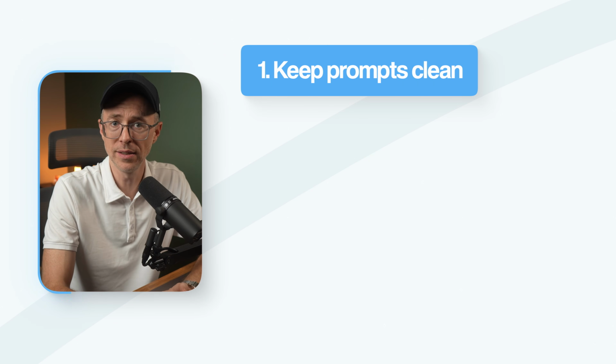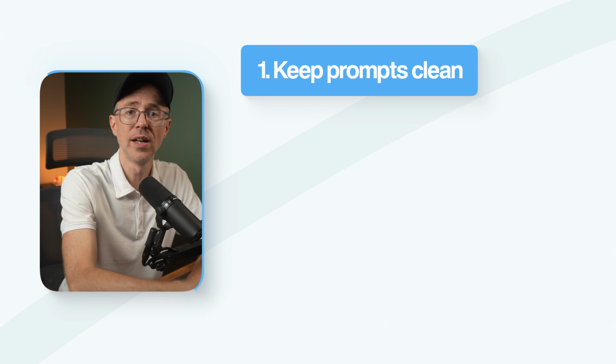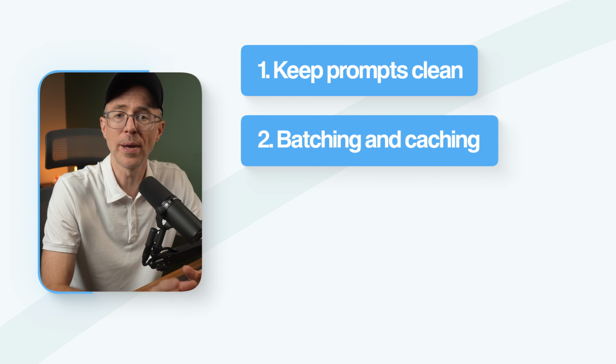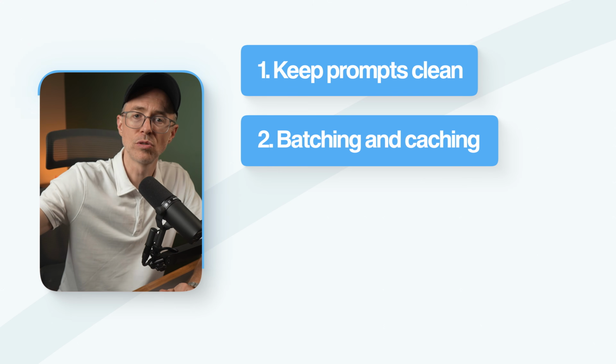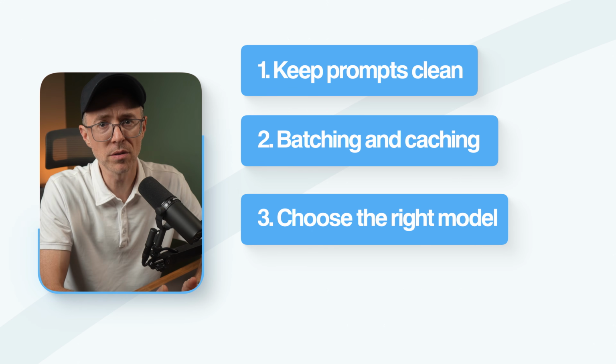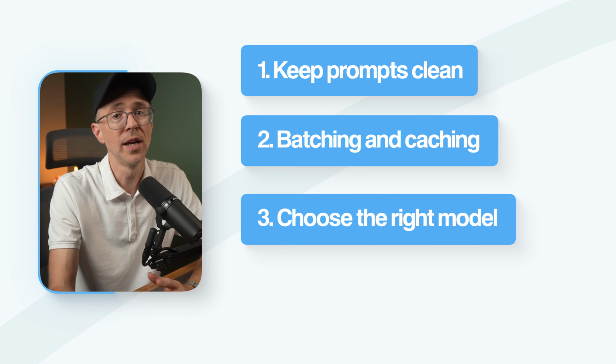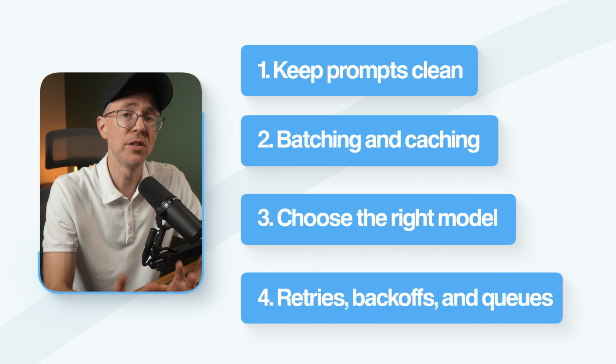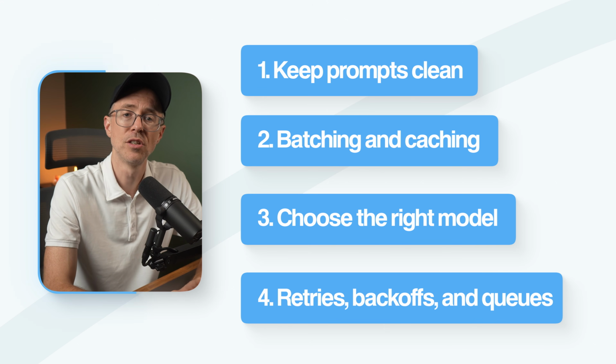As a developer, you need to consider keeping your prompts lean, cut the fluff, summarize history, and don't send more than you need. You'll need to also think about batching and caching. Don't pay twice for the same call. Reuse results. You'll need to think about choosing the right model, the big expensive ones for heavy lifting, and maybe smaller ones for quick tasks, and then retries, backoffs, and maybe queues to handle limits gracefully so your app slows down instead of crashing. So cost and rate limits actually shape how you design your app, so you'll need to plan around them early.